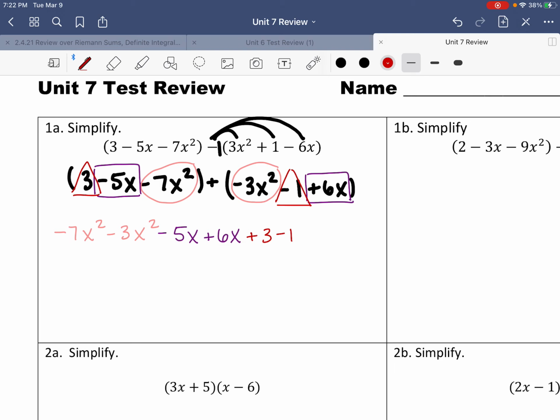So then we're going to combine these, and our final answer here: -7 minus 3 is -10. Your exponent's going to stay the same. It's just going to be x squared still. -5x plus 6x is +1x. -3 minus 1 is +2. So -10x squared plus 1x plus 2 would be our final answer.